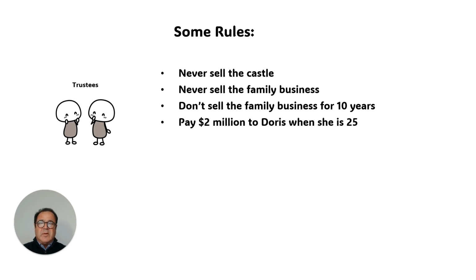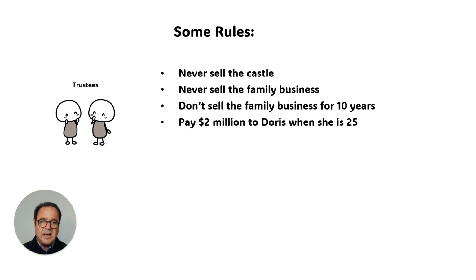Okay, next rule. We have pay $2 million to Doris when she's 25. This one I would not put in the trust documents. And we talked about this the other day in our earlier module about fixed trusts and discretionary trusts. If we put this rule, then we have to pay her $2 million when she's 25, even if she is on drugs, even if she is in the middle of a complicated divorce, even if she is bankrupt.